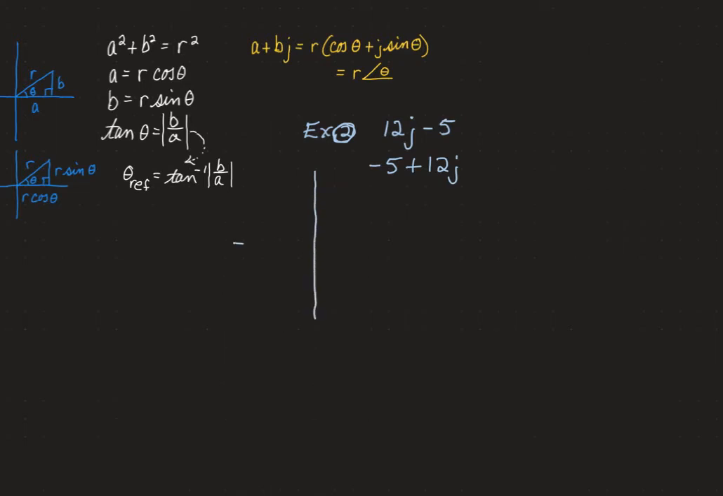So let's draw a coordinate axis. And we're going to go 5 in the negative real direction. And then we're going to go 12 in the positive j, or imaginary direction. So, very quickly, here is the triangle with which we are working. And if you remember that this is a special triangle or use the Pythagorean theorem, you can figure out that the hypotenuse, which is always positive, is 13. But then we need to find this reference angle.